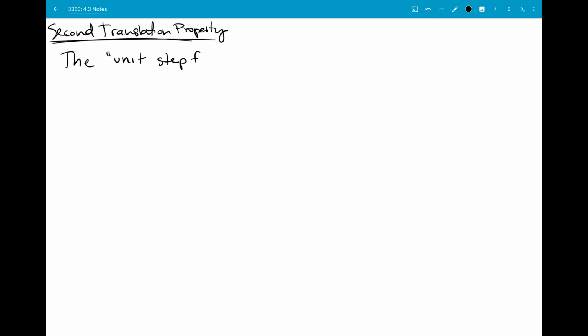We're going to discuss our next property right now, though. So the second property that we're working with is, instead of having our s minus a, where the translation is in the s domain, we're going to have t minus a, as the translation is in the t domain. And to work with this property, we need to make sure that we understand what the capital U was. It was a unit step function, or you might call it a Heaviside function.